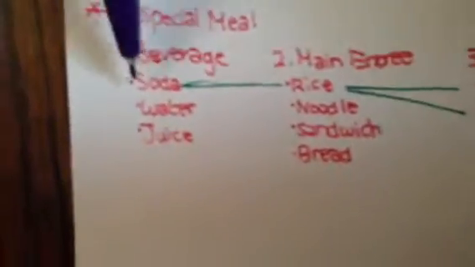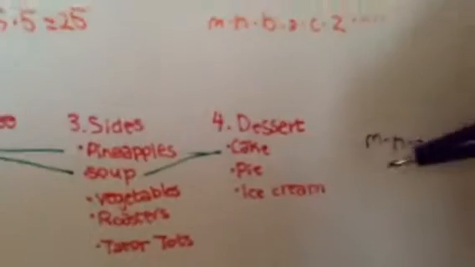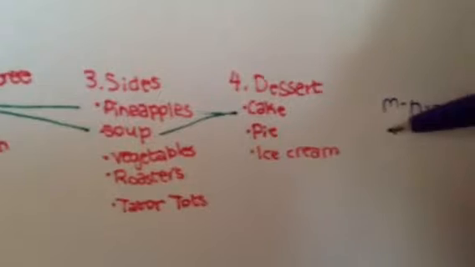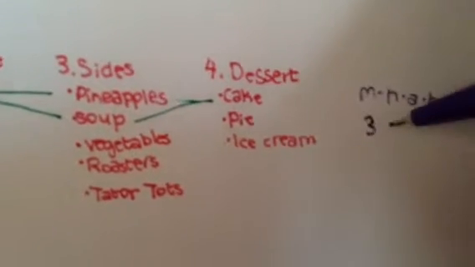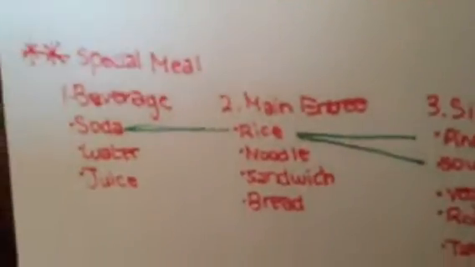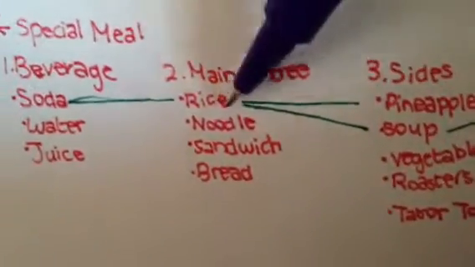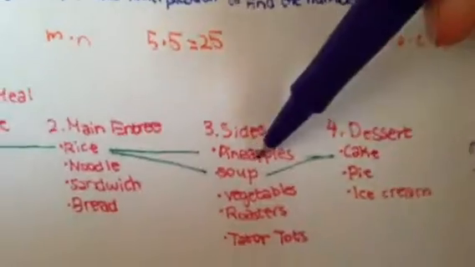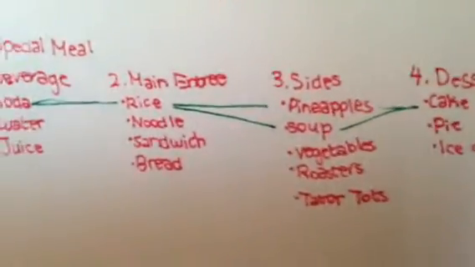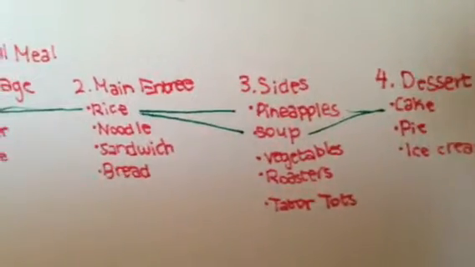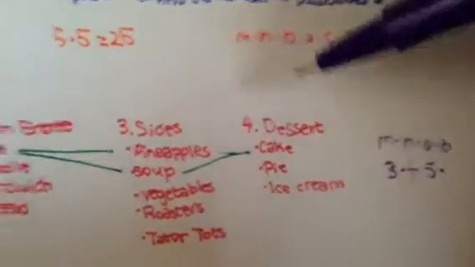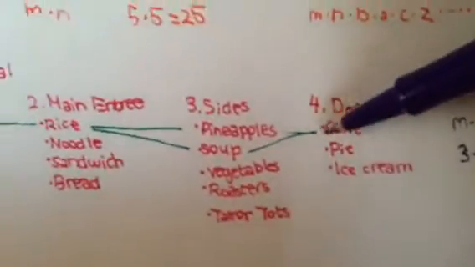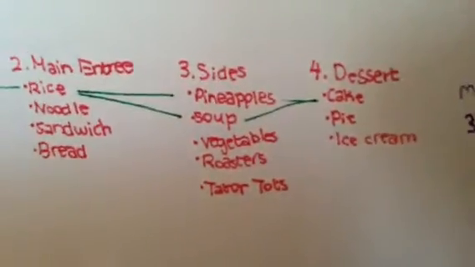For m, I want it to be the first event, which is beverage. How many beverages can I choose from? 1, 2, 3. So for event 1, I have 3 possibilities: soda, water, or juice. The second event, n, is the main entree. I can choose rice, noodle, sandwich, or bread, which is a total of 4. For A, the third event, sides, I can choose pineapple, soup, vegetables, roasters, or tater tots. That's a total of 5, so I multiply by that. For the last event, B, dessert, I have 3 choices: cake, pie, or ice cream. So I multiply by 3.